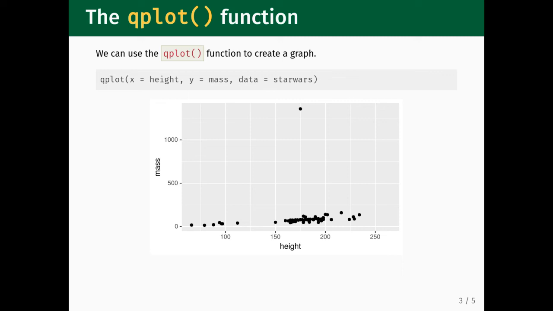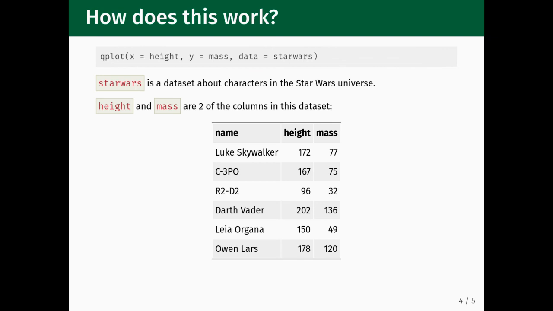The clue is in the argument that we pass to the final parameter, which is named data. We have said that data equals Star Wars. It turns out that Star Wars is a variable that contains a table of data. Height and mass are two columns from this dataset. So when you say x equals height and y equals mass, the qplot function knows to look for those columns in the dataset. And because we have two columns of numbers, qplot decided that the best type of graph for this data would be a scatterplot.